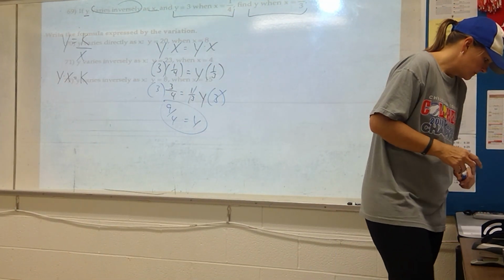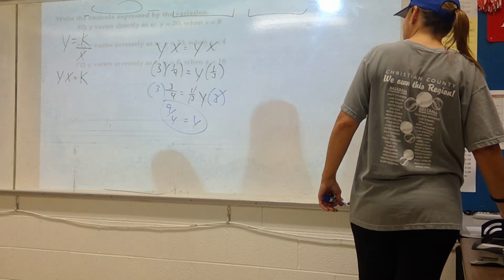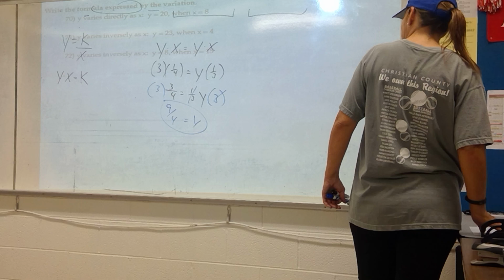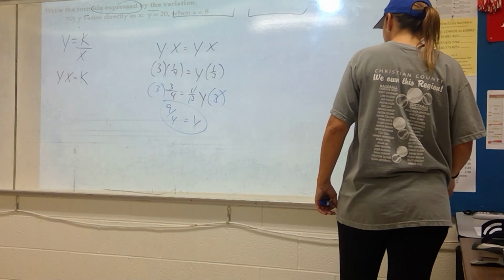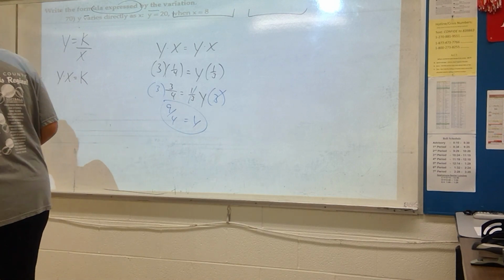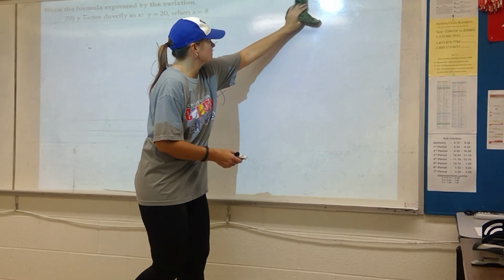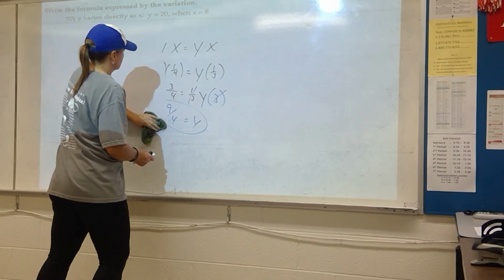Okay, 3 more problems. Write a formula expressed by the variation. Now, we're not taking shortcuts on this. We're not doing a proportion. We're not doing it like this. They want you to write it out with k. But that means you have to find k, the constant of variation, first. So let's do it.